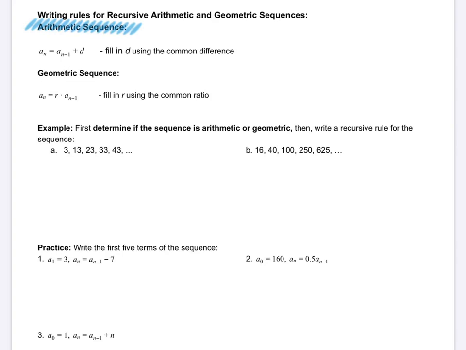The first is an arithmetic sequence. My highlighter looks a little bit weird. Why don't I change that for us? Here we go.